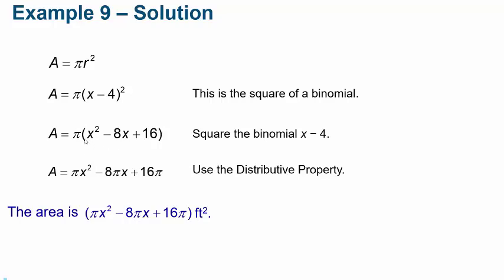And this right here, the last step you're going to do is you're going to take your pi and you're going to distribute it through. And so the area depends on whatever the x variable is. So this area is equal to pi x squared minus 8 pi x plus 16 pi. And then in this case, feet squared.